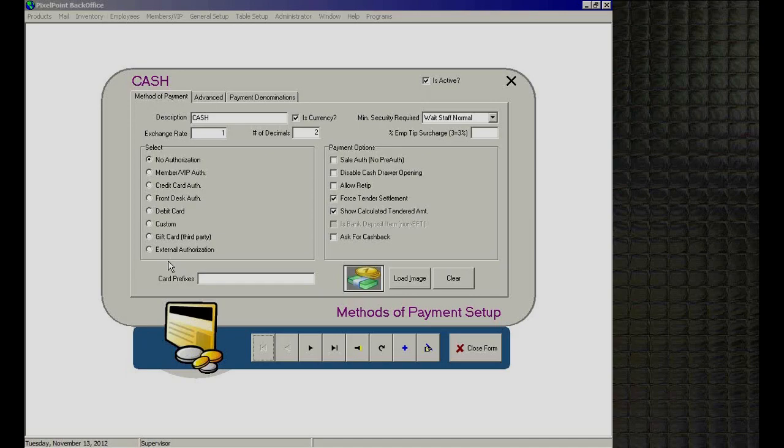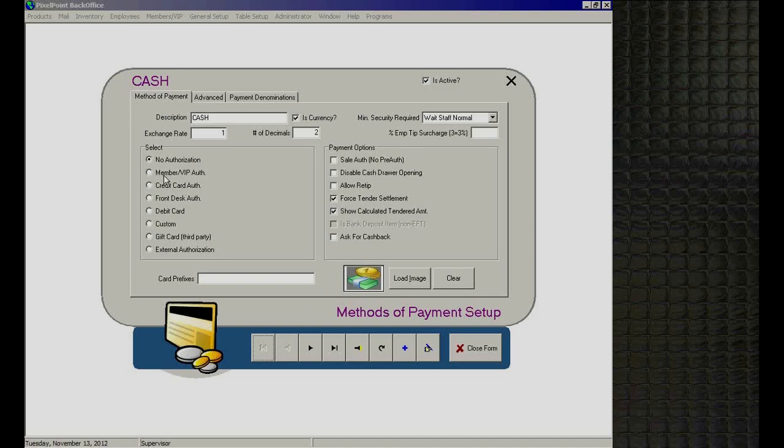But if you are using the integrated credit authorization, which most people do, then you can determine which one of these little check boxes you want to use on a per method of payment basis. Now the first one here is no authorization. Cash is cash, I'll take it. So there's no authorization required for that.